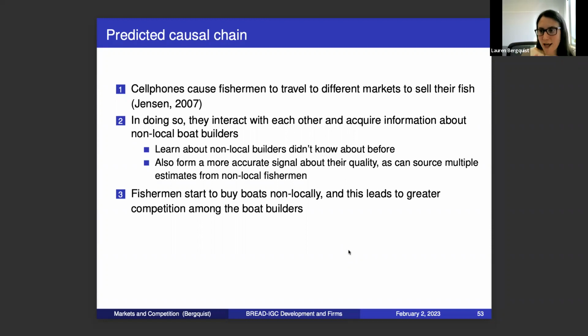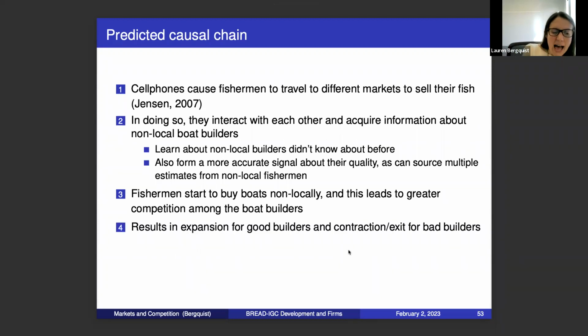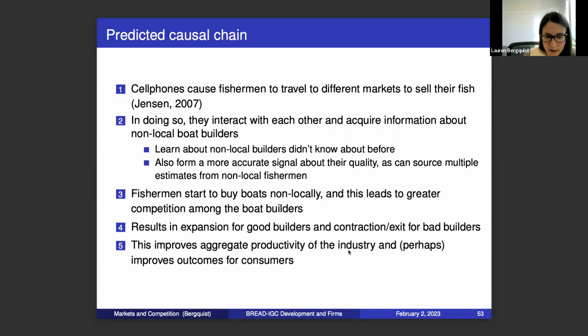Okay. Once they kind of know who the best builders are, including non-local builders, fishermen are going to start buying boats non-locally, and this will lead to greater competition among the boat builders. Okay, this is kind of the anticipated effect. As there's more competition, what should happen is that you should see the good builders expand, okay, and the bad builders contract or exit. And then finally, this might improve aggregate productivity in the industry, and perhaps might lead to improved outcomes for consumers. Okay? So this is kind of the predicted causal chain.